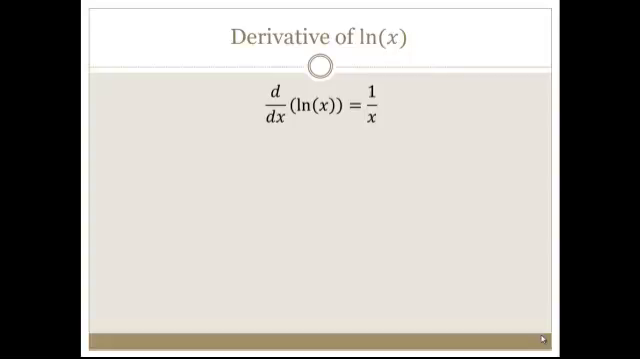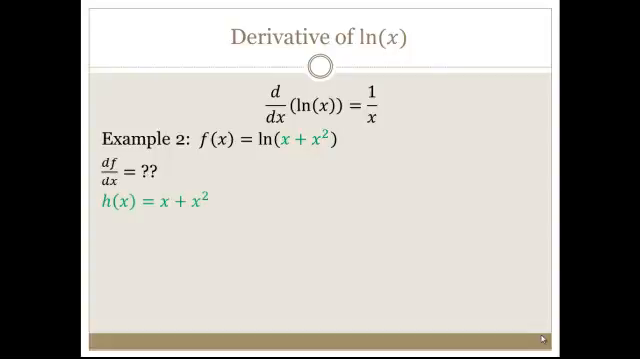Now let's look at another example. Let's look at f of x equals the natural log of x plus x squared. Here, to find the derivative of f with respect to x, we need to write the natural log of x plus x squared as a composition of functions. Our inside function here, which we've been writing as h of x, is x plus x squared. And our outside function, g of h, is the natural log of h. Using this composition, we can write f of x as g of h of x.